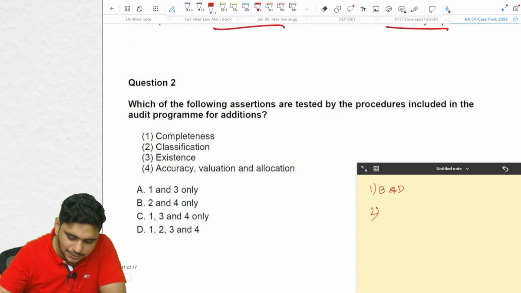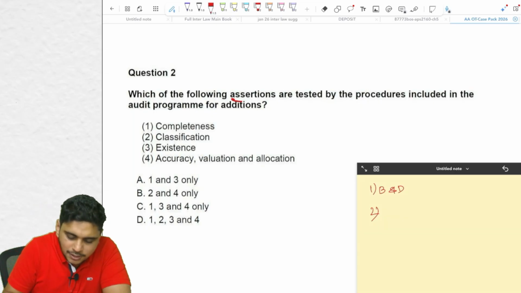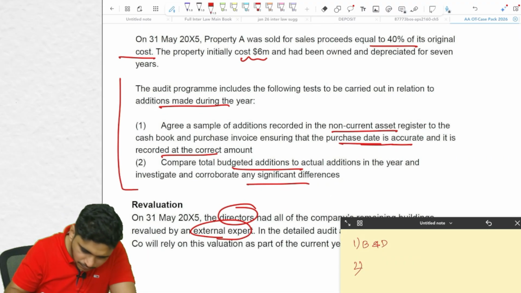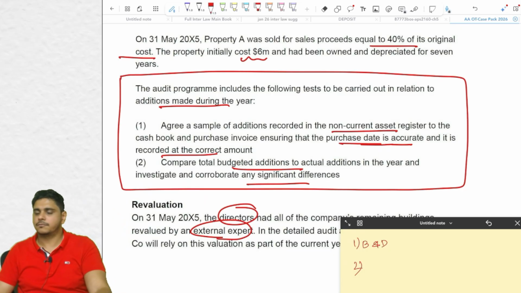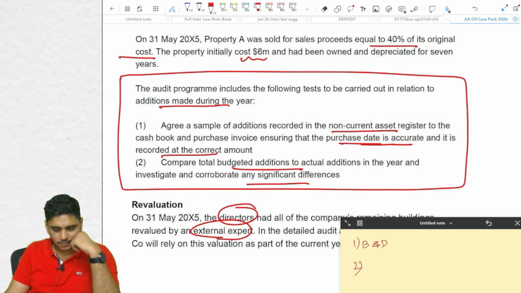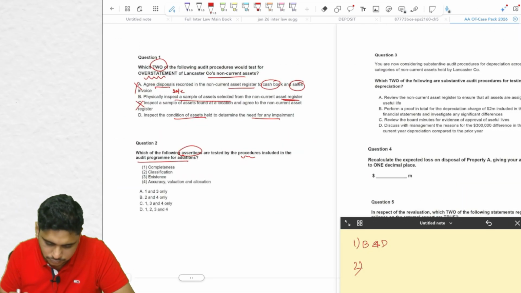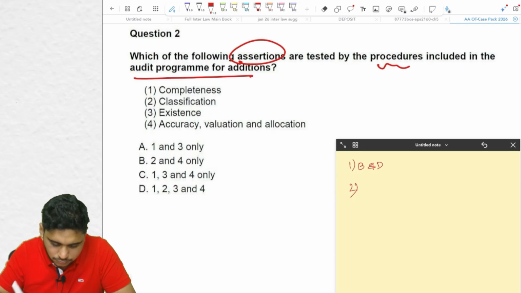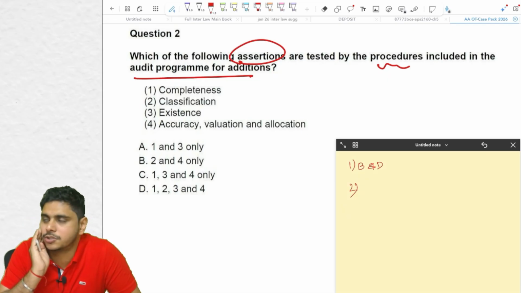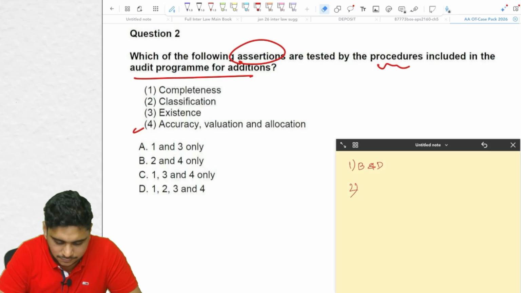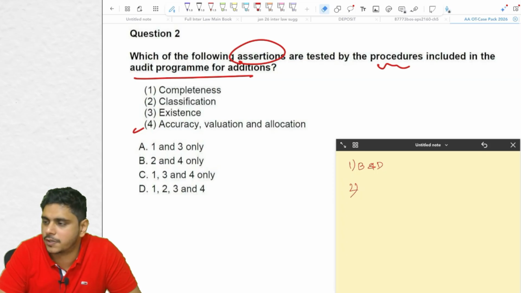B and D. Second, which of the following assertions are tested by the procedures including the audit program for additions? Assertion means assumptions. One second. We need to read the para for additions. Additions. Amount, date. Everything is recorded. Budget versus actual. Okay. Now, the amount is there. Amount should be there. That means accuracy, valuation. This has to be there. All the transactions should be recorded, no?